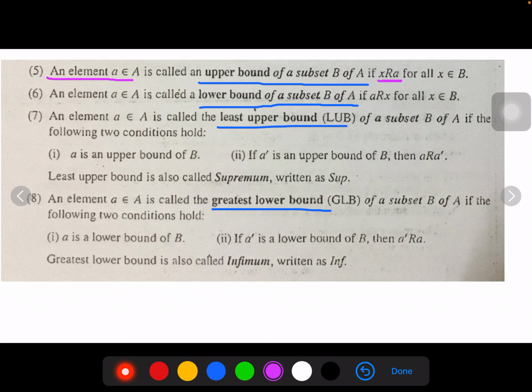An element a belongs to A is said to be an upper bound of a subset, where A is the given set and B is a subset, if x is related to a, for all x belongs to B. The meaning of this is, to say that a is an upper bound, a must be related by all the elements, previous elements, and that element is taken from the subset. Then it's an upper bound of the subset.